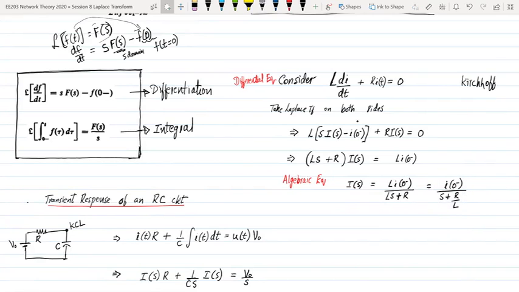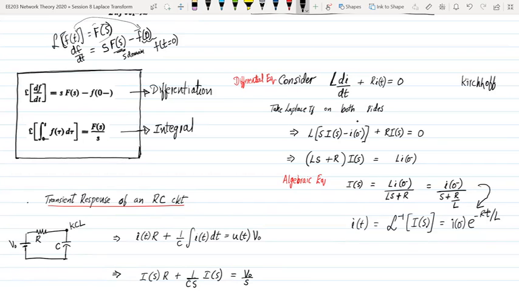To get back to the time domain, what I need to do is apply the inverse Laplace transform and find out that I of t is the inverse Laplace transform of I of s, and that should come to be I of 0 e power minus Rt over L. So how do I go from this step to this step? That means I now need to do the inverse Laplace transform.